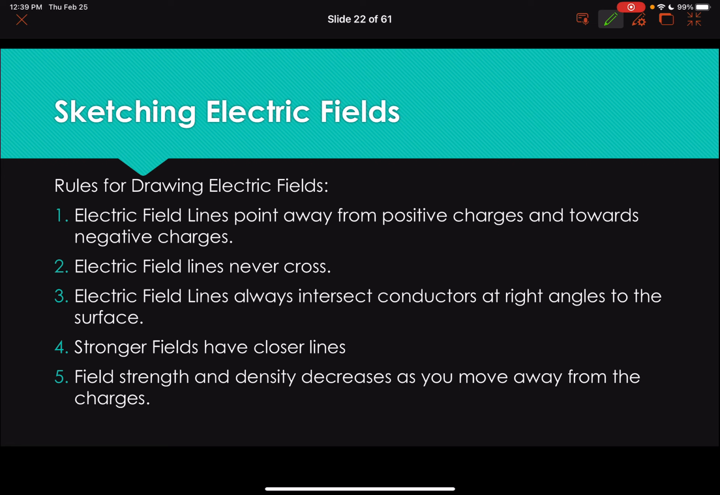Four, stronger fields are going to have closer lines, and so if we have bigger fields, we're going to show that by just having lines closer together. And five, field strength and density decreases as you move away. So as we move away, the lines should be further apart from each other to show that we have a smaller density, smaller field. So what does this look like?